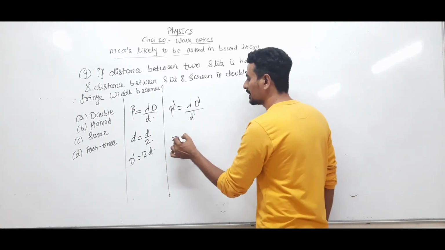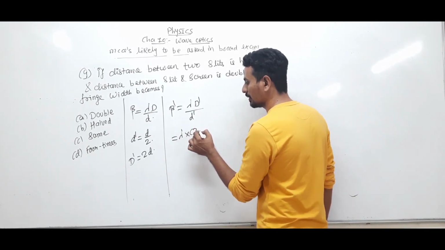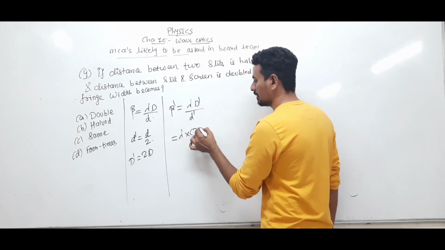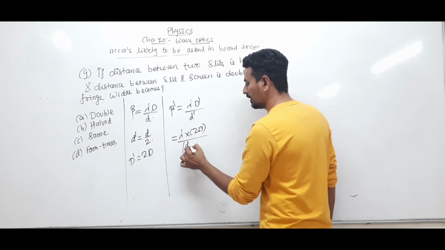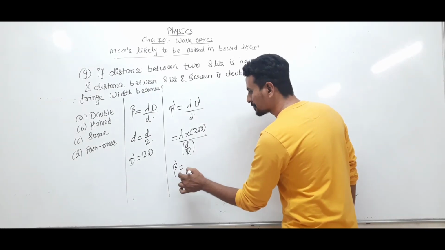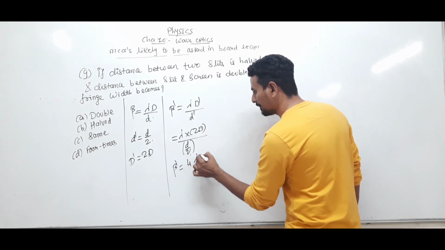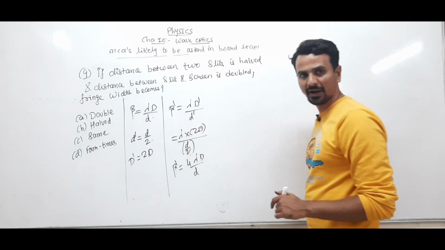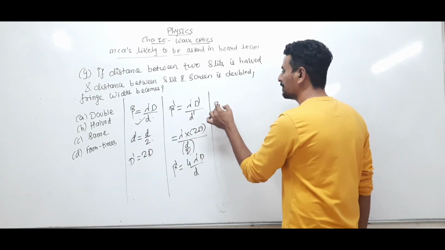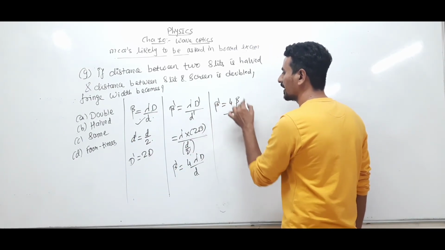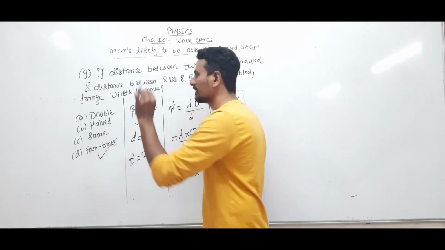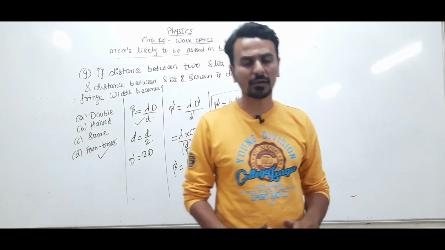So this will be equal to lambda into 2D, this is capital D, upon d by 2. So finally beta dash, the new fringe width, will be equal to 4 lambda D by d. This 2 will go in the numerator. But what is lambda D by d? The original fringe width. So your new fringe width will be 4 times the original fringe width. So fringe width will become 4 times. That means D is the correct option. Clear? Okay. The next one.